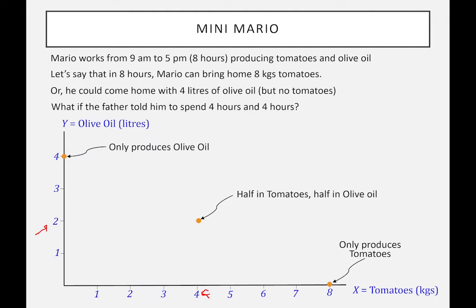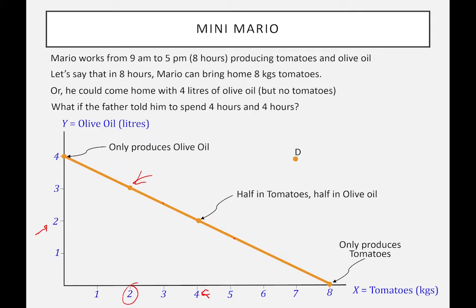half getting olive oil. Another possibility, too, is his father could say, well, let's spend the first 2 hours getting tomatoes. So he'd be at this point here. And then he'd have 6 hours remaining, so he'd be able to get 3 liters of olive oil, and he'd be at this point up here. I could keep on doing this with different lengths of time, and eventually I'd be able to put all these various dots together in one single line.